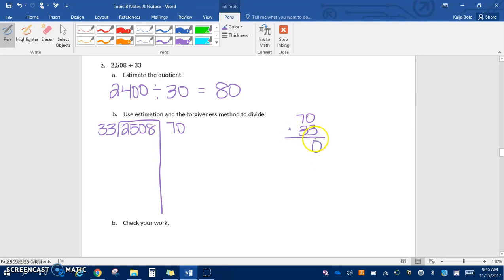3 times 0 is 0. This is 21. Put the 0 in the placeholder. 3 times 0 is 0. 7 times 3 is 21. So if we add those up, we get 0, 1, 3, and 2, which is 2310, smaller than 2508. So I'm going to subtract 2310. So this is an 8 to borrow, so this is a 4. 10 minus 1 is 9.